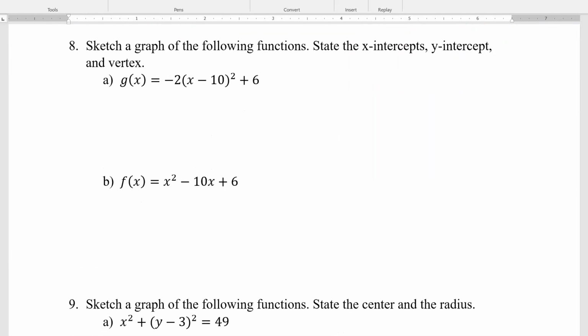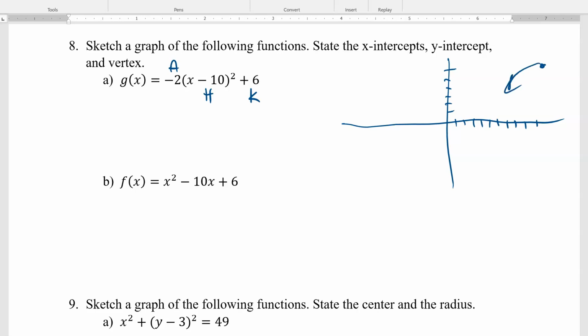Sketch a graph of the following functions. So we should be comfortable with this by now. This is a parabola with an h and a k. So I know that this parabola will be shifted over 1, 2, 3, 4, 5, 6, 7, 8, 9, 10, and up 1, 2, 3, 4, 5, 6. Our a is negative, so I know it opens downward. That's not enough, though. I actually want the x-intercepts.